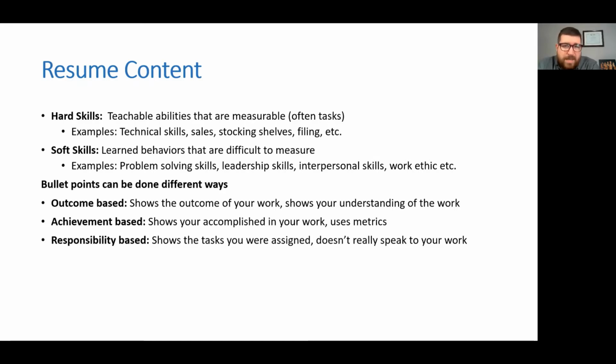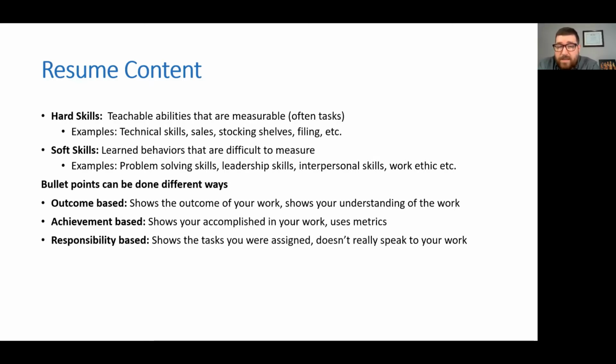There's three main types of bullet points that are listed in the different jobs. There's three different ways that you can write bullet points. One is called the responsibility-based bullet point, and this is basically, what were your tasks and duties? What were you assigned to do? So this is what you're responsible for, but it doesn't actually inform the employer how you contributed or how good you were at those tasks, just that those were the ones that were assigned.